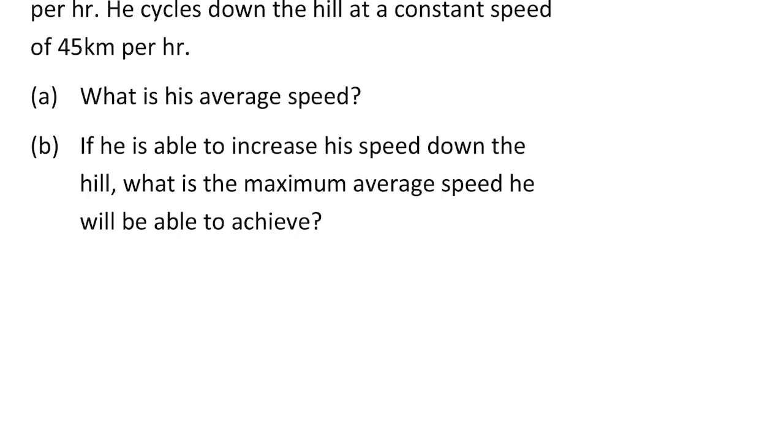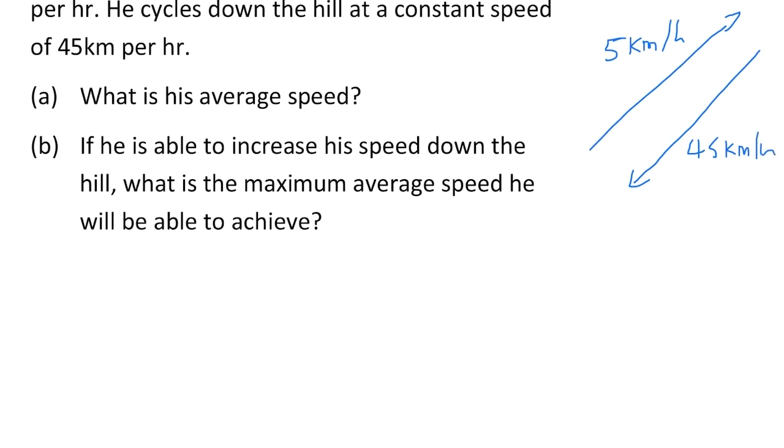Next question says Fred cycles up a hill at a constant speed of 5 kilometers per hour. And then he cycles down the hill at a constant speed of 45 kilometers per hour. Number 8 says, what is his average speed? So they're telling us that Fred cycled up the hill at a speed of 5 kilometers per hour, and down the same hill at a speed of 45 kilometers per hour.